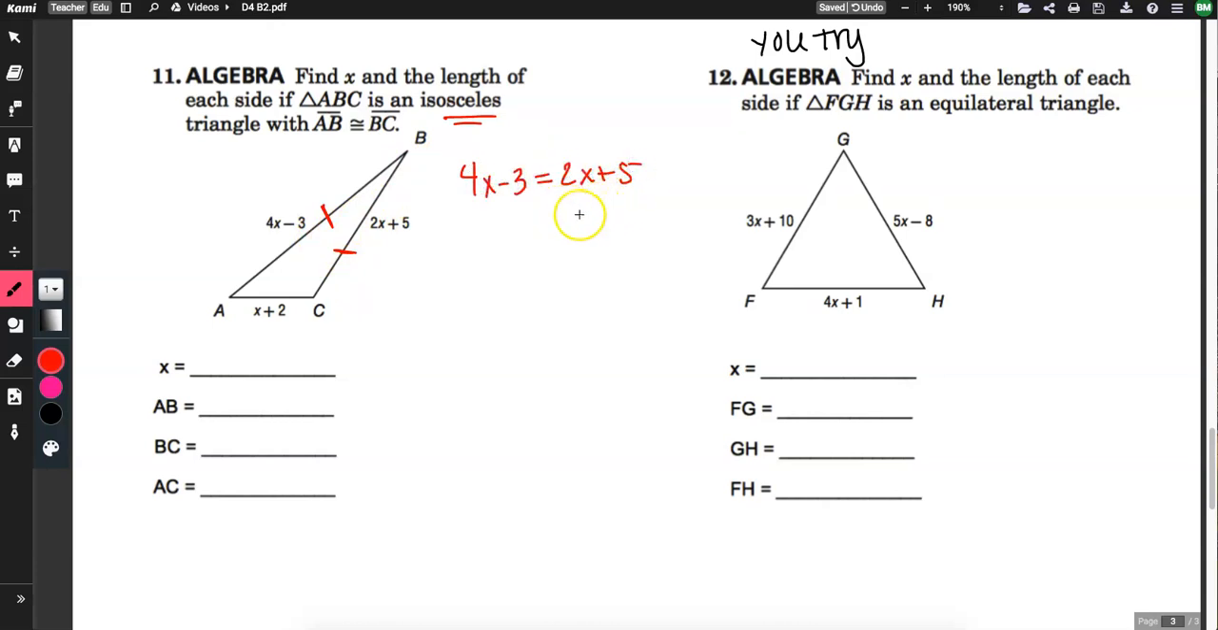If those sides are congruent, those expressions are congruent. So I'm going to subtract 2x, and I'm going to add 3 at the same time. 2x equals 8, therefore x equals 4.